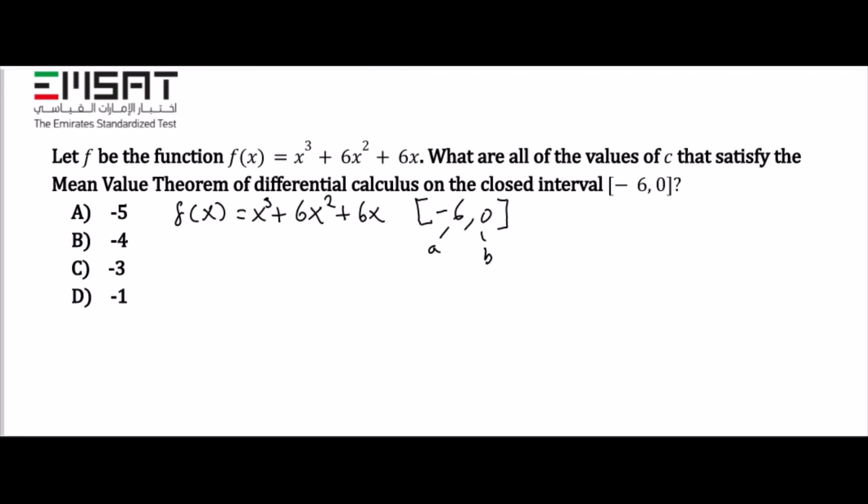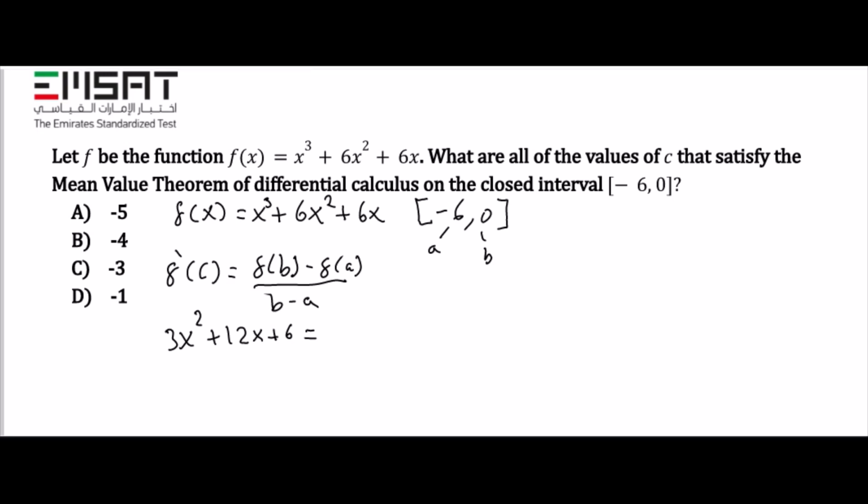And the equation for the mean value theorem is f prime of C equals f of B minus f of A over B minus A. What we mean by f prime of C is the derivative of the function. So let's start with it. The derivative of x to the power of 3 plus 6x squared plus 6x is 3x squared plus 12x plus 6, equal to f of b minus f of a over b minus a.